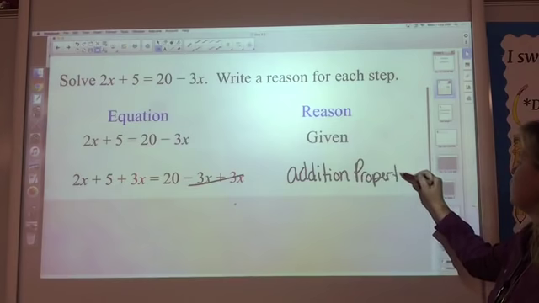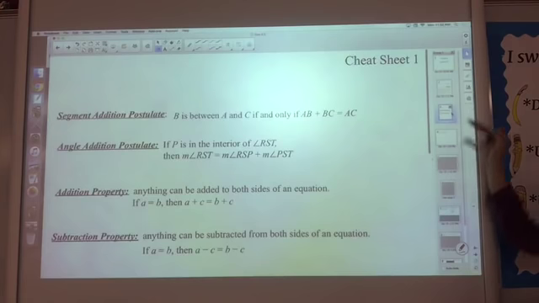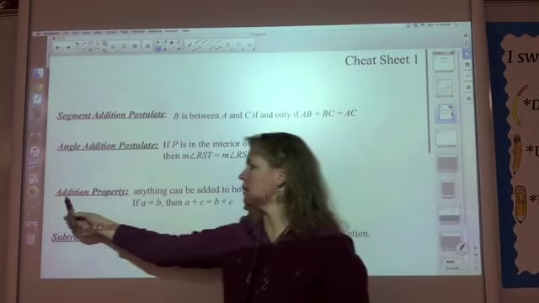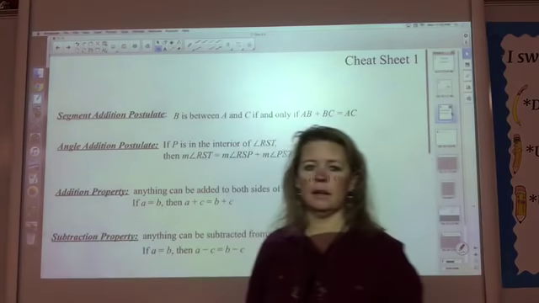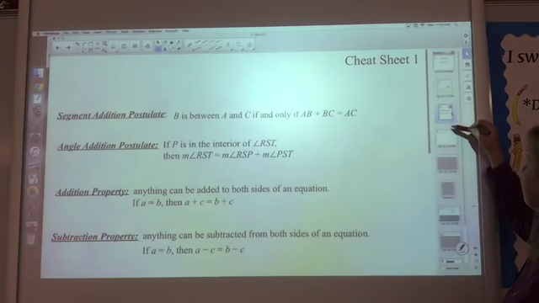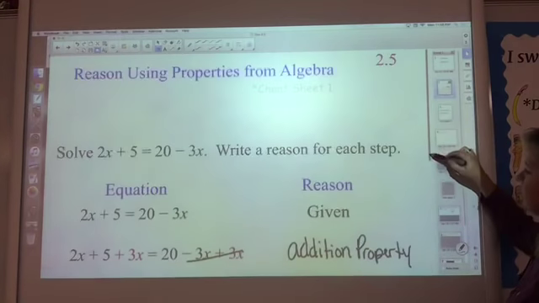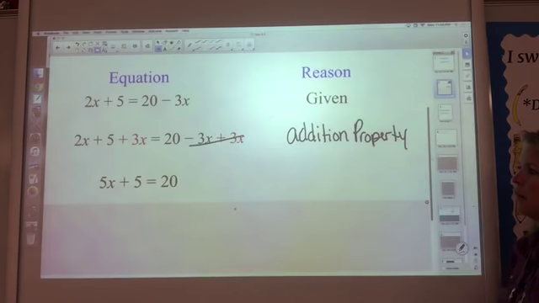As you use cheat sheets, there's going to be 7 of them by the time we're all the way done, you have to write exactly what it says in bold, italicized, and underlined. And all of it has to be in there. Addition property.